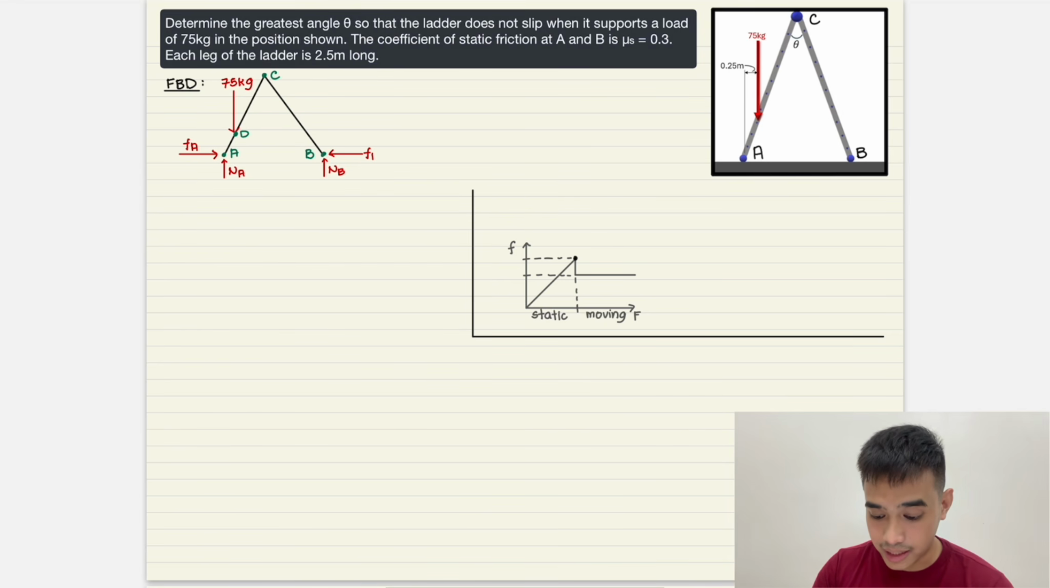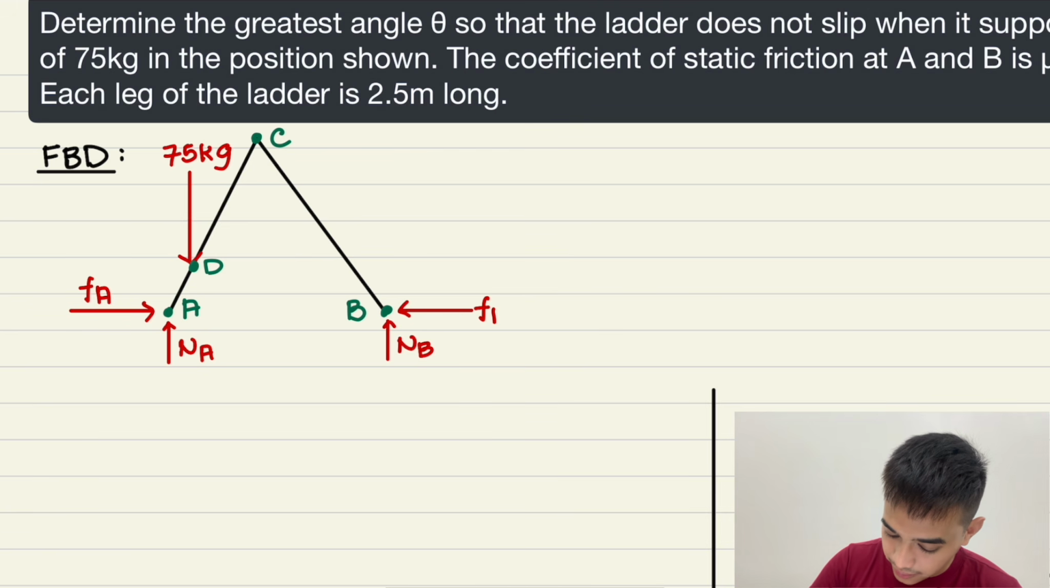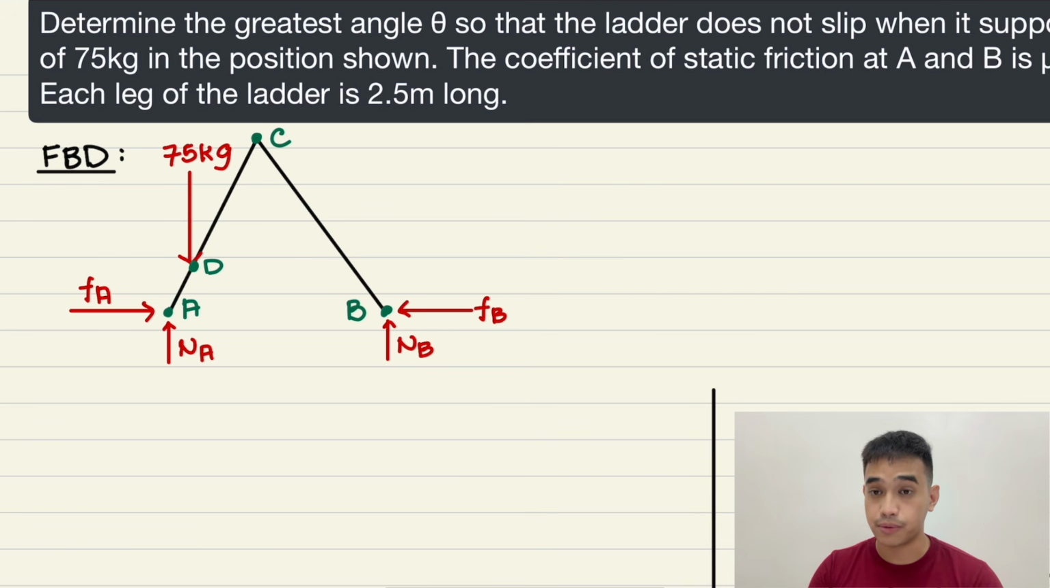The coefficient of static friction at A and B is 0.3 and each leg of the ladder is 2.5 meters long. So in order to answer this problem, we have to first create our free body diagram. I've already prepared some parts of it. So here, we can see the normal force at A and B, and for our friction force at these points, the direction is already provided.